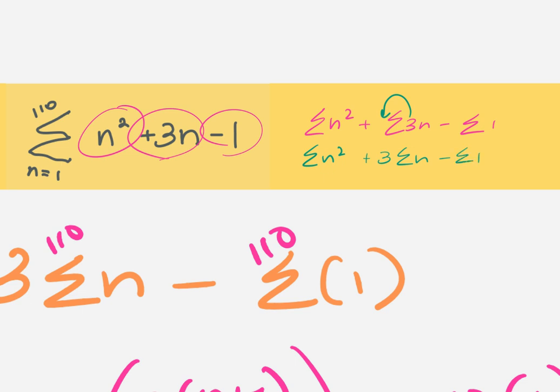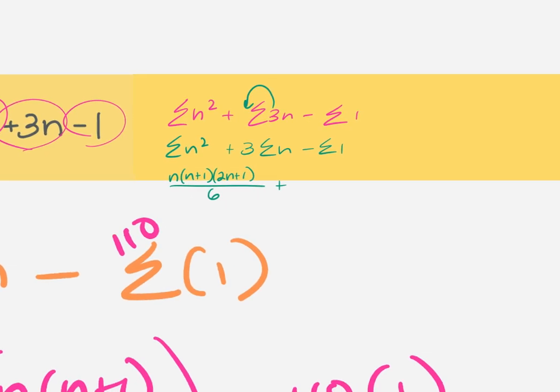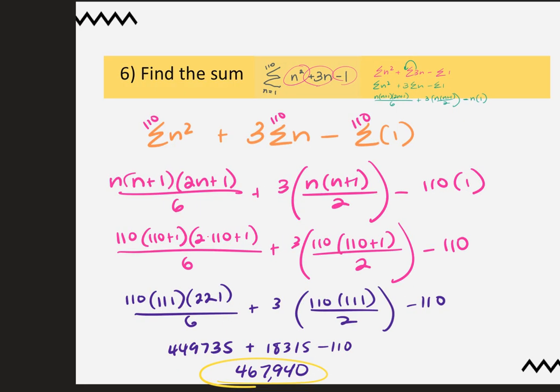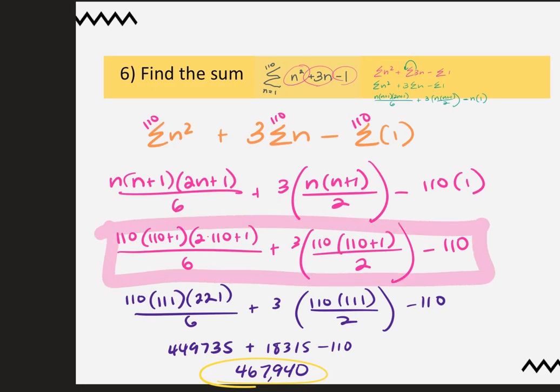The n squared formula is n times n plus 1 times 2n plus 1 all over 6. Plus, don't forget your 3. The n formula is n times n plus 1 over 2. And then the last one is a constant, so we do n times 1. Your n is 110. So I plugged in all the 110s. That's what this looks like. 110 times 110 plus 1 times 2 times 110 plus 1 all over 6. And then 3 times 110 times 110 plus 1 over 2 minus 110.